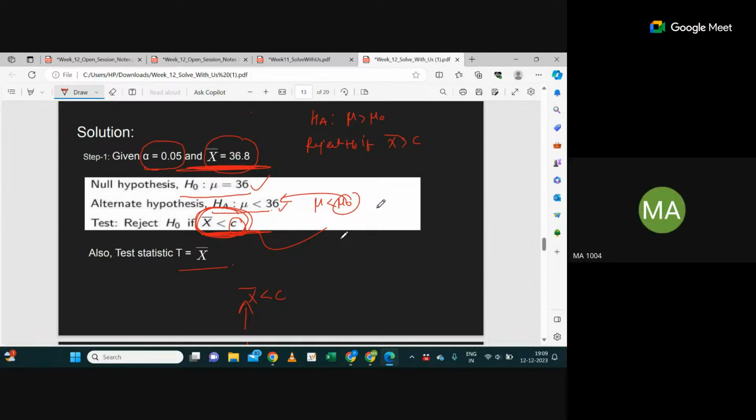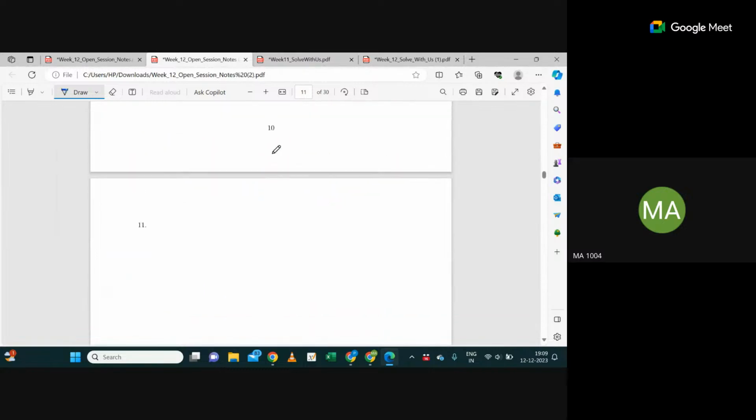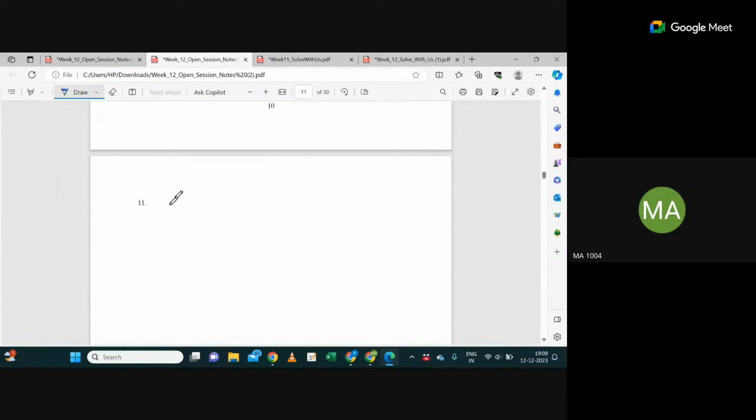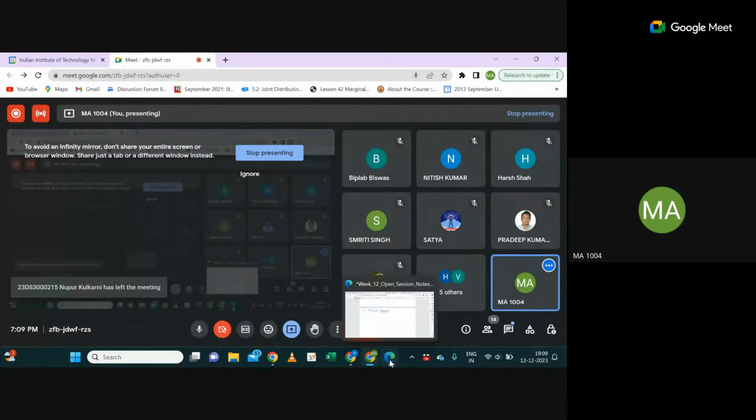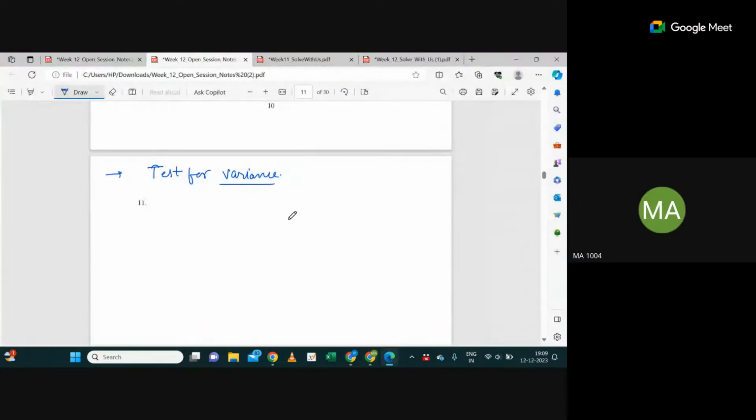Now, so far our hypothesis was defined in terms of mean. What if I want to test for variance? Is there any test for variance? T-test? Are you sure? Actually, the T-test we use for checking the mean, not for variance. There is one test called the chi-square test for variance. What's the idea behind it?